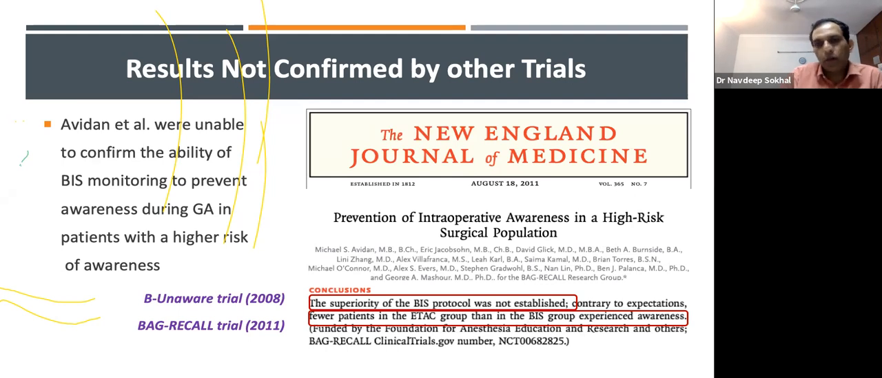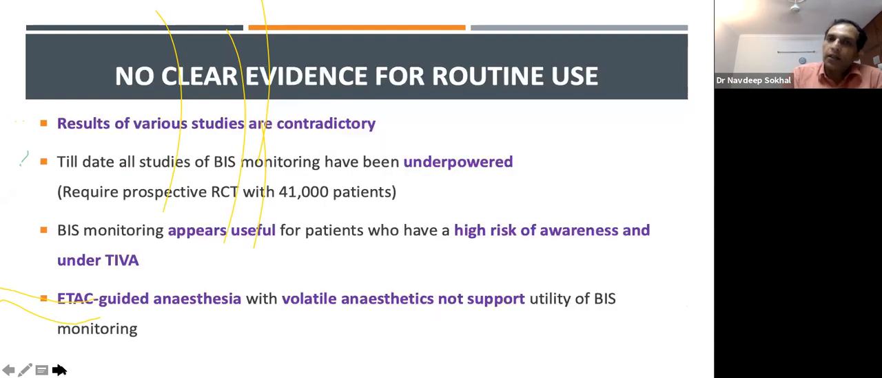So the controversies between these studies have been there for long. No clear evidence for routine use is available. Results of BIS studies are contradictory, and to date, most of the studies are underpowered. See, there's an incidence of 0.1 to 0.2%. To have a very well-powered study, you need more than 40,000 patients, a prospective RCT of 40,000 patients, which is difficult to do. So the maximum studies are of some 15,000. So we have underpowered studies, and no clear evidence is still available.